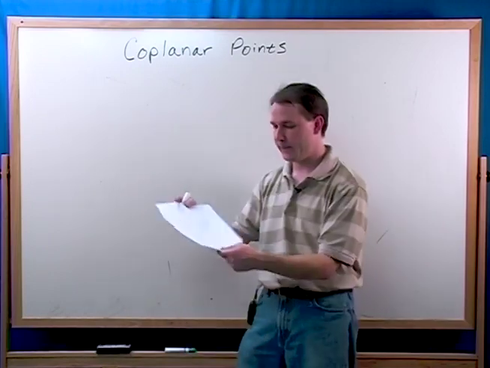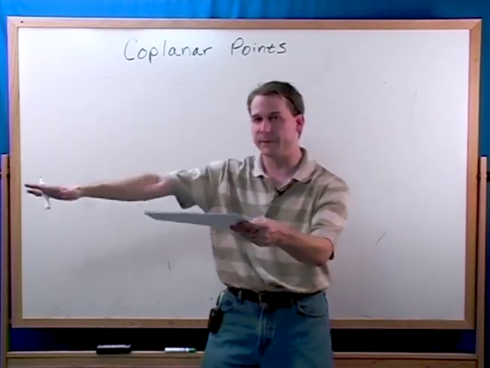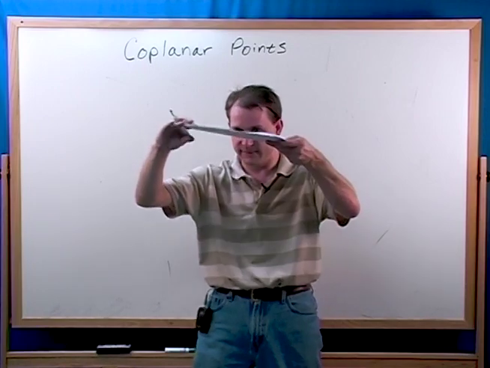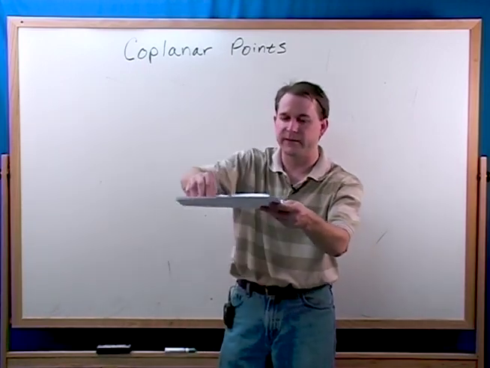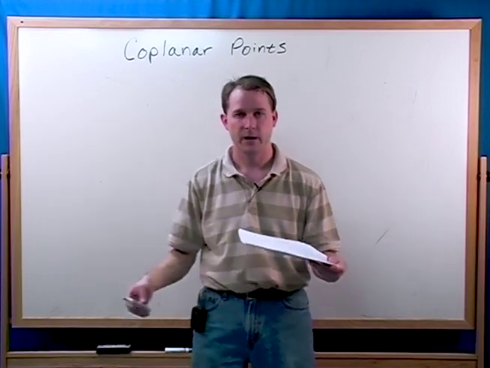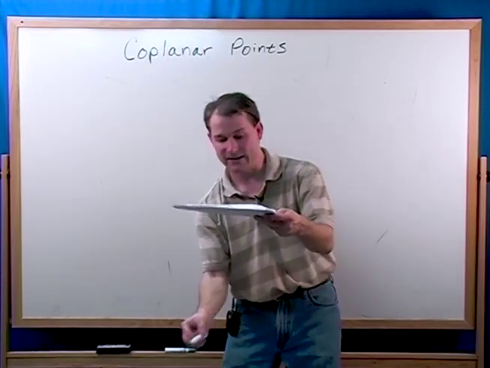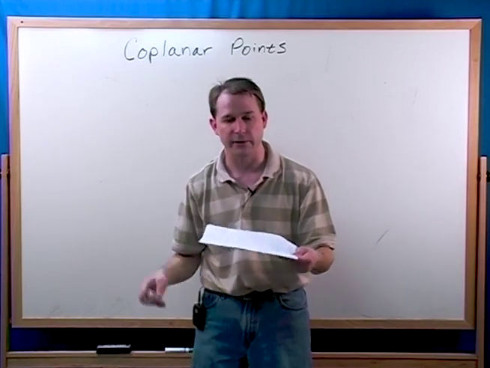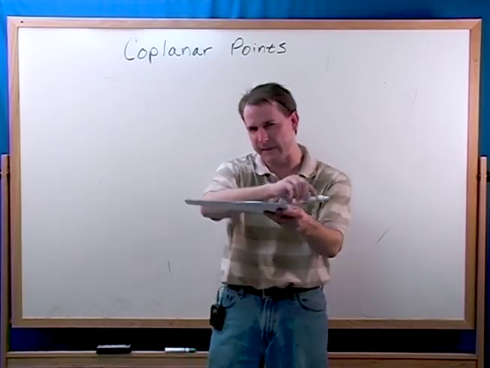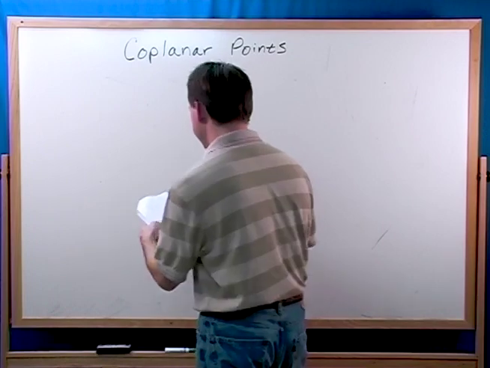So if this were my sheet of paper here, this is my plane that goes on forever and ever, but it's zero thickness. So this is a plane. All the points on the surface of this paper are coplanar. But points up here and points down here and points underneath are non-coplanar. They are not on the same plane, but everything here on the sheet of paper is coplanar.